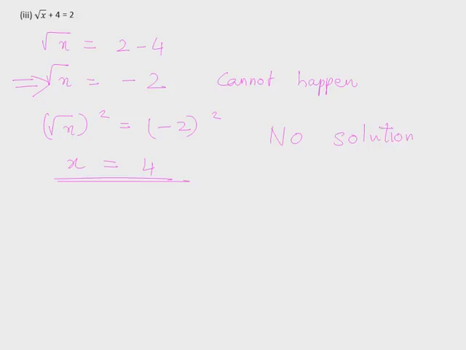Let's plug in the answer you got and see that it doesn't work. If I plug in 4, I'll get root of 4 plus 4. But root of 4 is only 2. So I get 2 plus 4, which is 6. Which is not equal to 2, which is on the right hand side. So 4 clearly isn't the answer. So remember, when you get the square root of something equal to a negative number, then you've reached an impasse. There isn't going to be any solution.